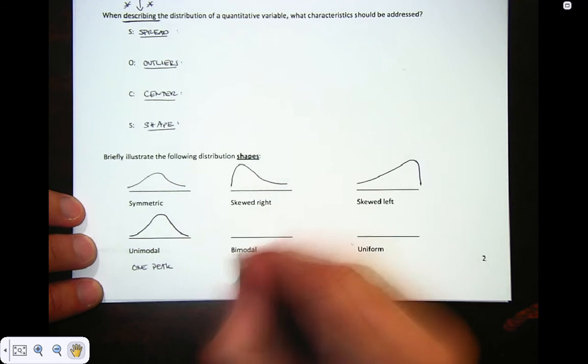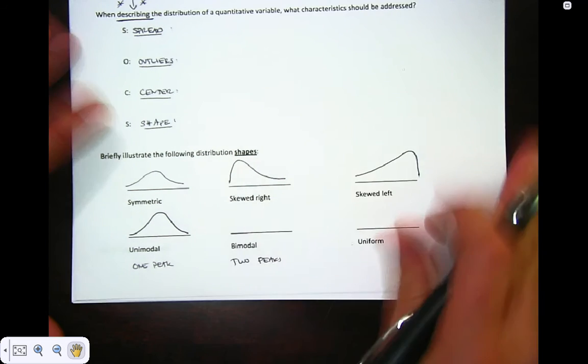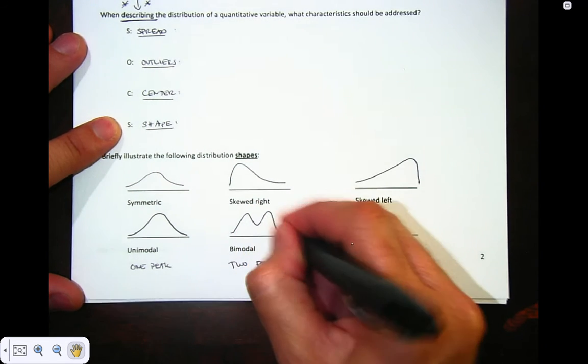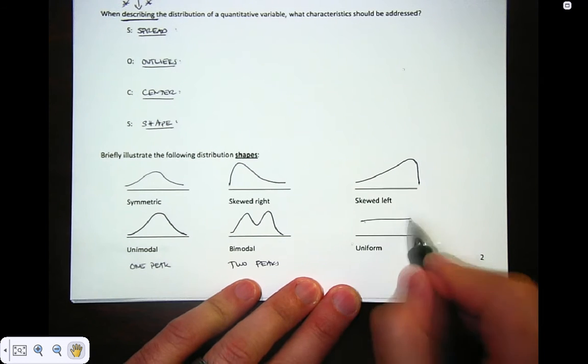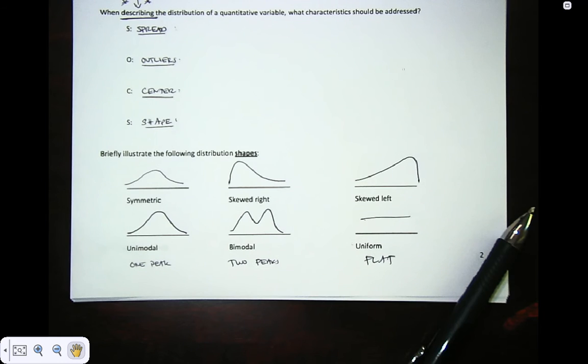And then bimodal would be 2 peaks. So you can think of it like this. And then uniform would be just flat. And those are words that we would use to describe shape and distribution.